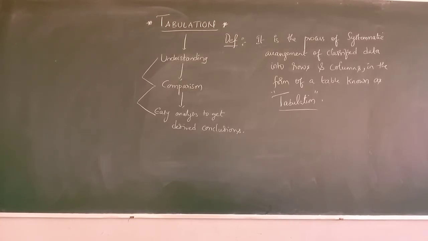So if you observe the definition, it is a process of systematic arrangement. There itself you got to know: arrangement of classified data in rows and columns in the form of a table is called tabulation.